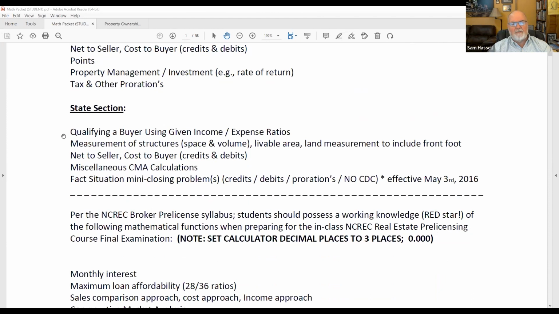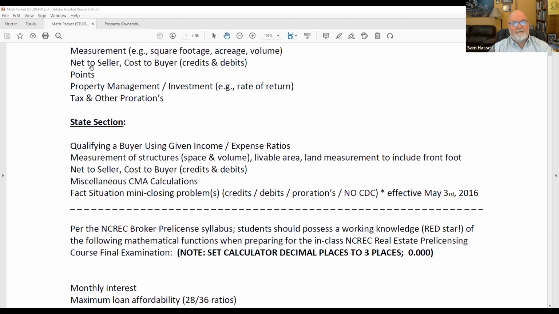In the state portion, we're going to qualify a buyer using expense ratios, income and expense, 28 and 36. We'll talk about that later on, chapter 15. Measures of structures, right? How much space do we have? Square footage, livable area, land measurement, including front feet. That'll be in the next chapter. Net to seller, which is a lot the same here, right? Credits and debits.